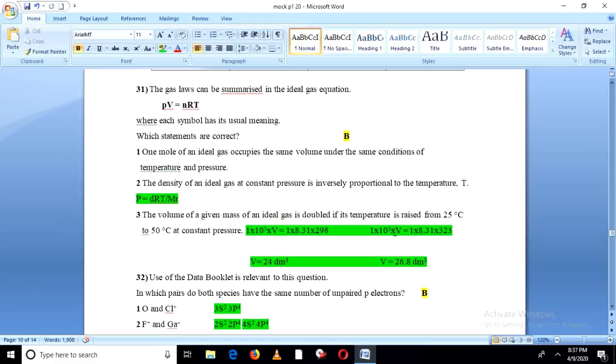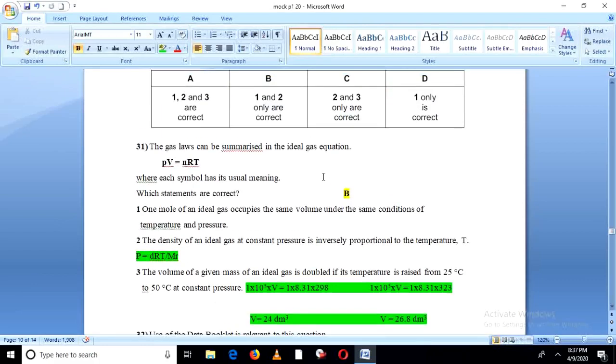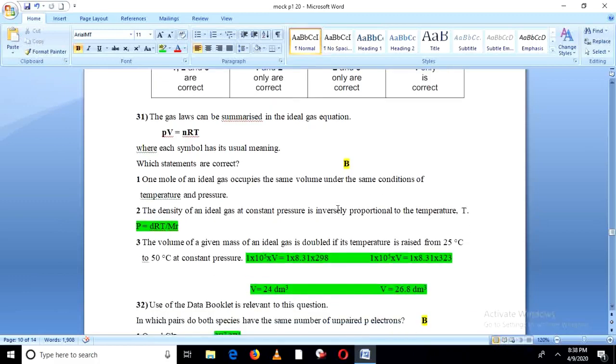Taking the same values of pressure, moles and gas constant, and just changing the temperature to 323 K for 50 degrees Celsius, the volume comes out to be 26.8 dm³. So the volumes are different, but by raising the temperature from 25 to 50 degrees Celsius, the volume has increased from 24 dm³ to 26.8 dm³, which is not double of 24 dm³. So the third statement is wrong. Our best suited answer is B, that is, statements 1 and 2 are correct, while the third one is incorrect.